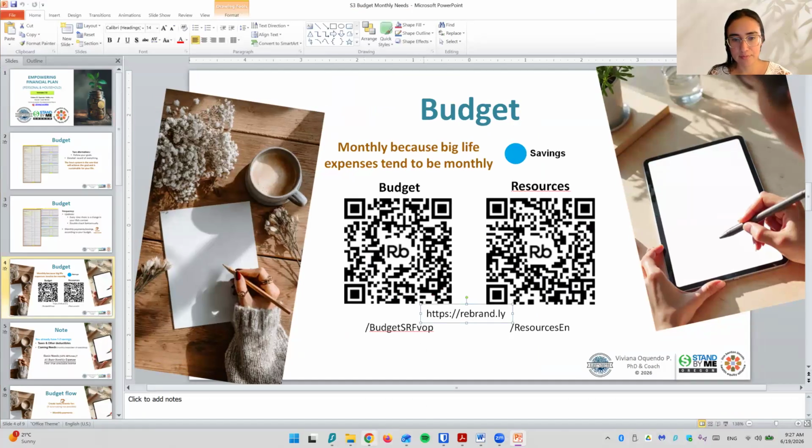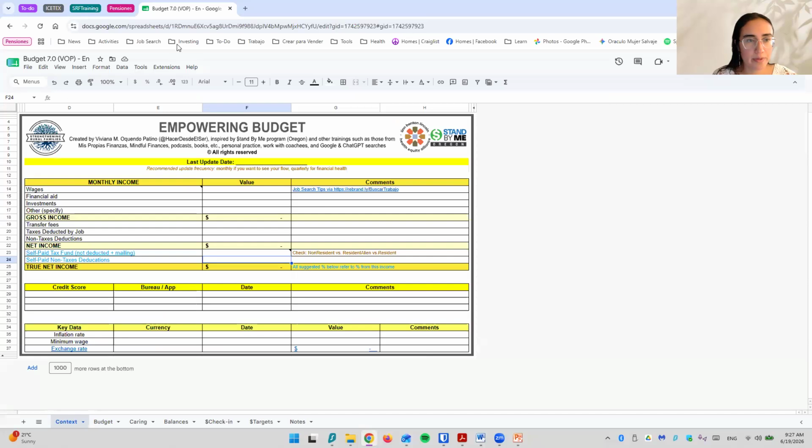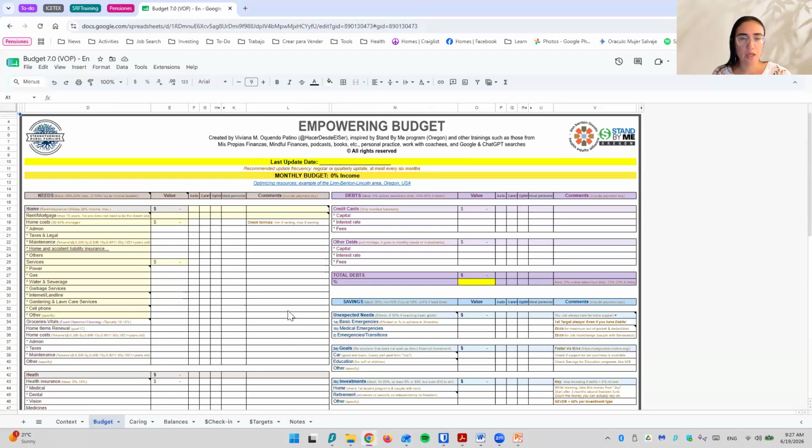So I already have it open here. And so this is the same format or template that I showed in the last session. Last session, we were working on this income part. But today we are gonna go to this second page, which is the budget.